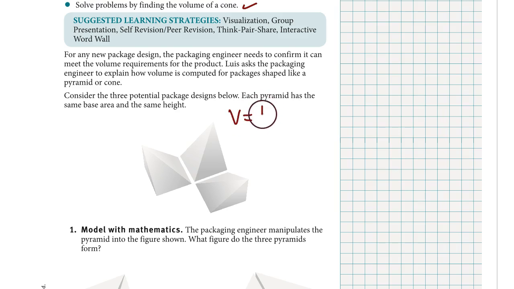Both of them use the formula volume equals 1/3 times the area of the base times the height. So in this formula, the capital B is area of base. If the base of a pyramid is a square, find the area of that square. If the base of a pyramid is a hexagon, find the area of the hexagon. In the case of a cone, the base is a circle, so find the area of the circle. The letter H in this formula is the height of the pyramid or the cone, the distance from the bottom to the top.